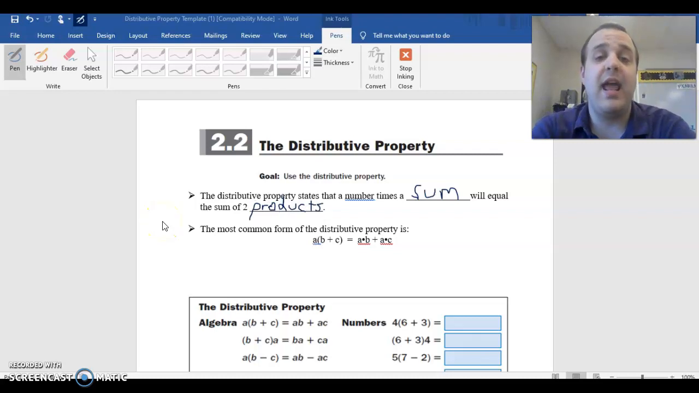Hello, ladies and gentlemen, and today we're going to be talking about the distributive property. Basically, what we're going to be doing is going over the definition of what it means and then look at how we can use it to simplify some of the expressions we've seen the last couple of days. So, what is the distributive property?